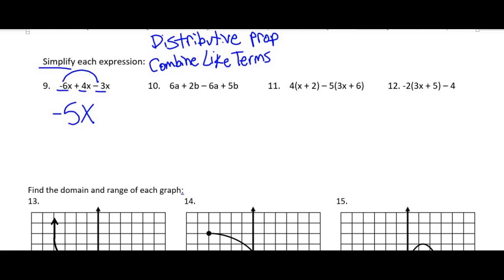Number 10, we have a 6a and a negative 6a. That cancels out to give us no a's. And then we got a 2b, and 5b is 7b.